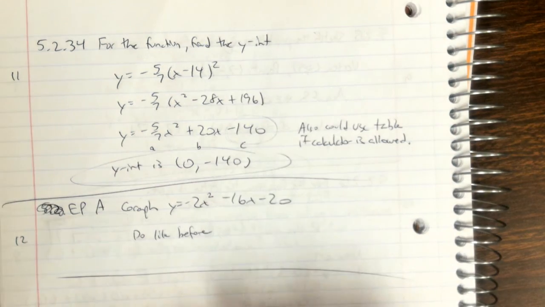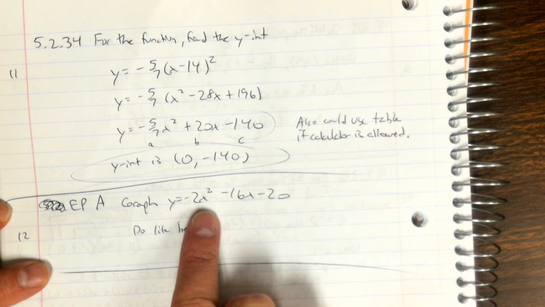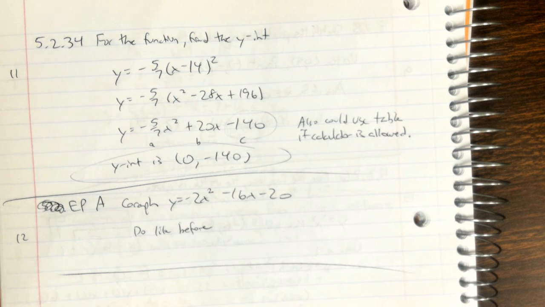Okay, and then the last one is extra practice A. It's just graphing y equals negative 2x squared minus 16x minus 20. So again, just do it like before. Just pick your 3 points that they want you to do on MathXL, and then connect them with a solid curve.